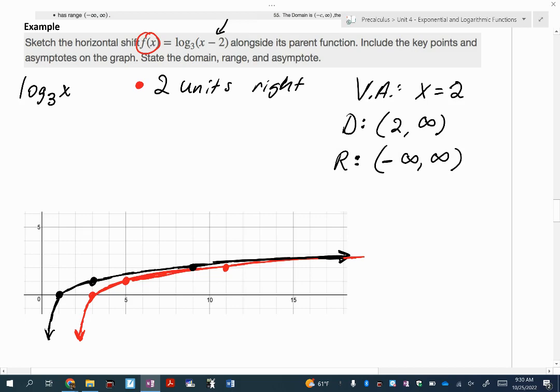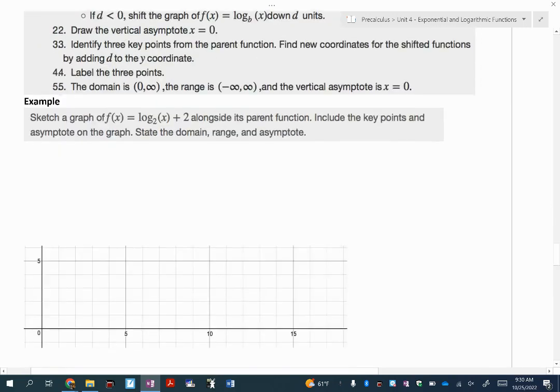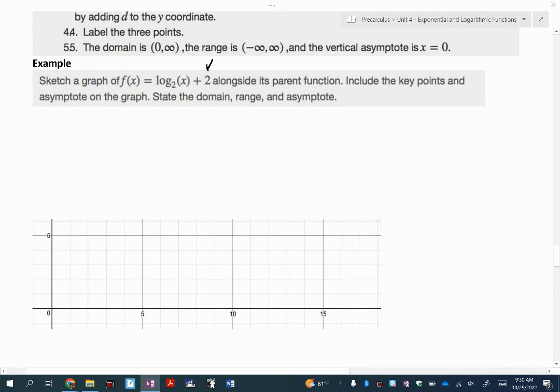All right, so that's it on shifting horizontally. Let's go and do shifting vertically. I know I'm going pretty fast. You guys have done these shifts on lots of different functions before, so I'm not that worried about it. So this function says log base 2 of x plus 2. So we're going to do 2 units up.